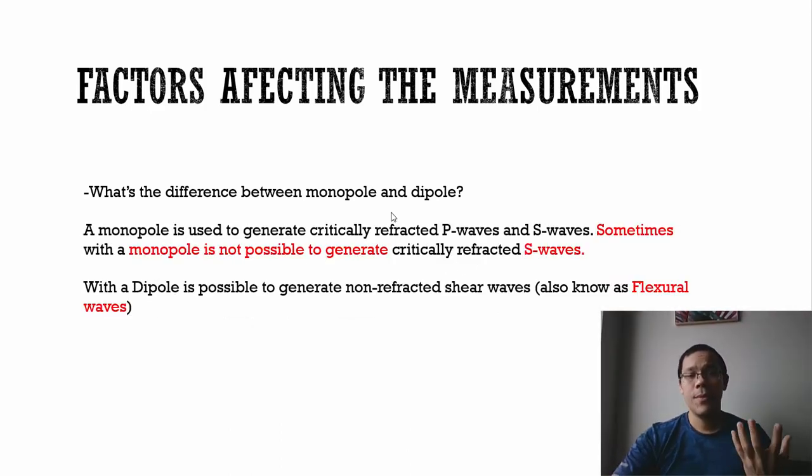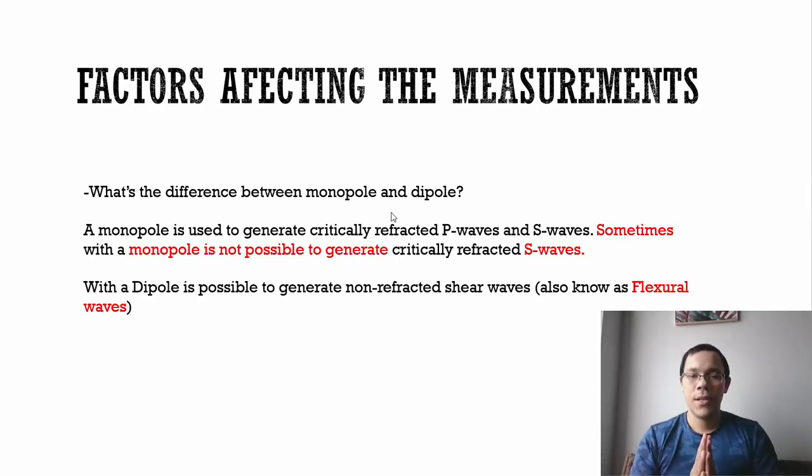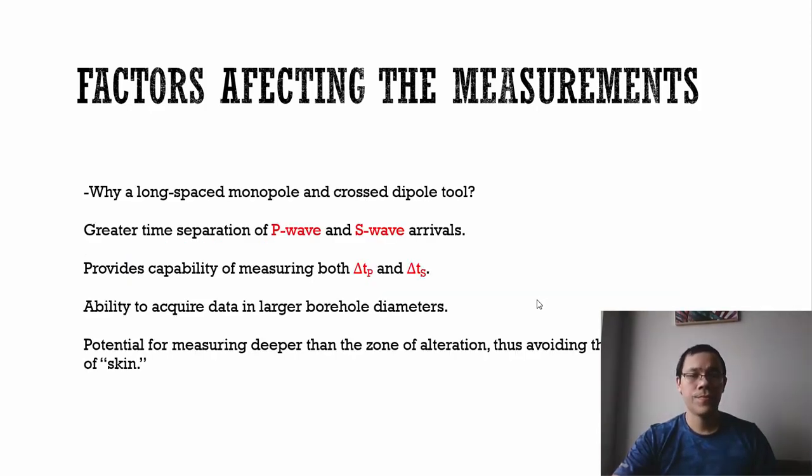Well, the difference between a monopole and a dipole, again, one more time, is that a monopole is used to generate critically refracted P wave and shear wave. Sometimes, with a monopole, it is not possible to generate critically refracted shear wave. And with a dipole, it's possible to generate non-refracted shear wave, also known as fluctuating waves.